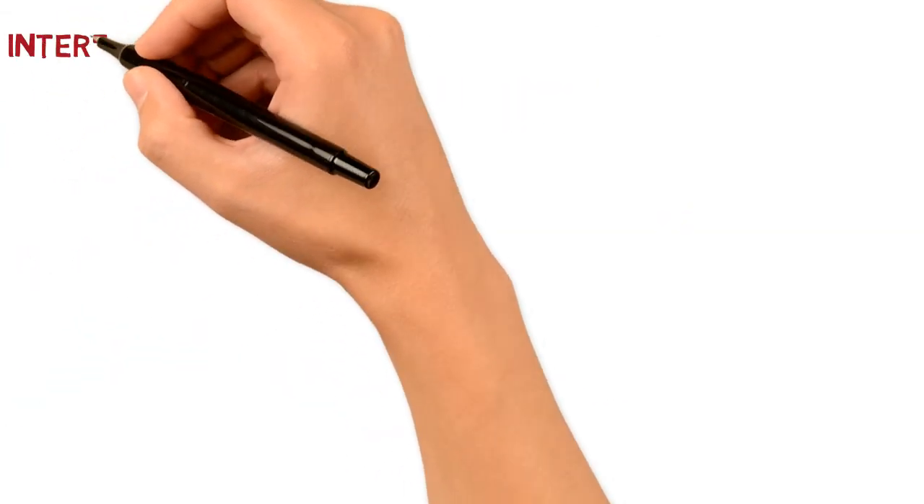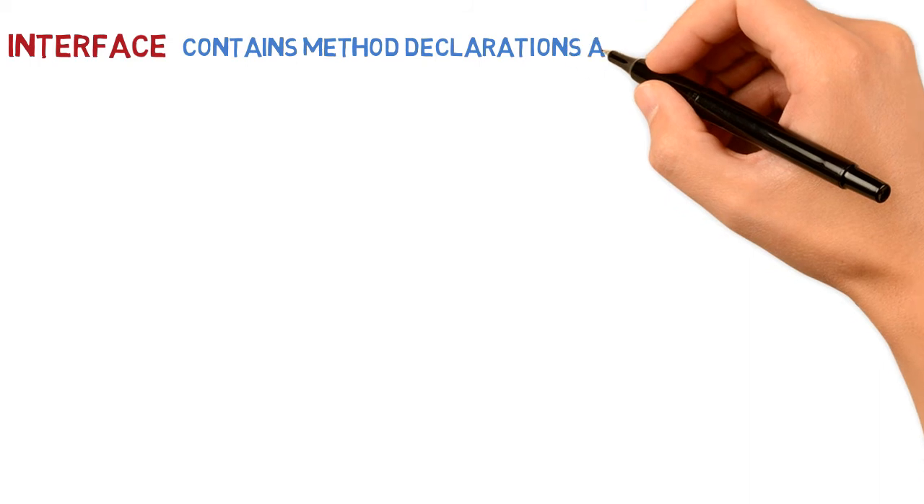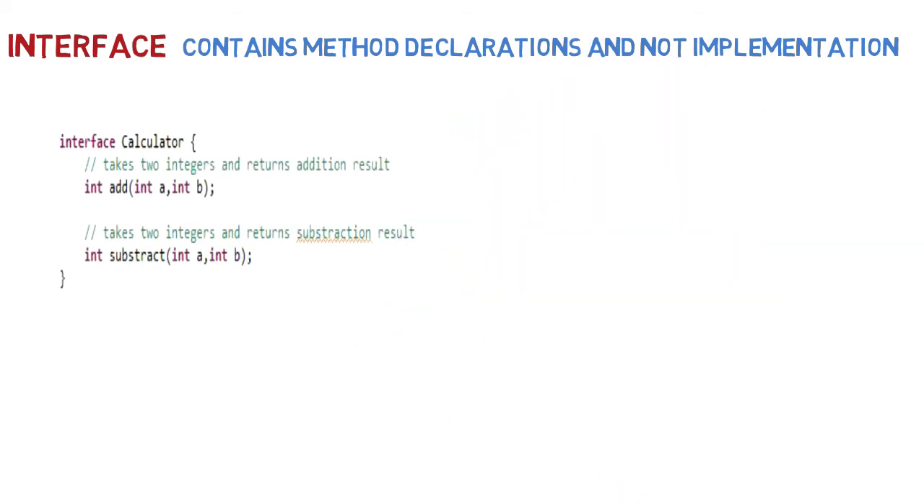For example, in Java, we have something called an interface, which is like a class but still different from the class, because in that interface, we do not provide the details of the code. We only provide the method declarations and not the method implementations. So suppose we have an interface like this.